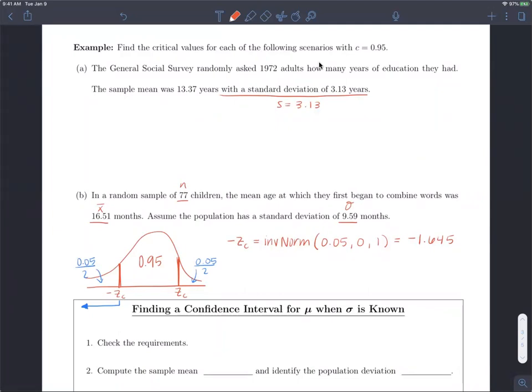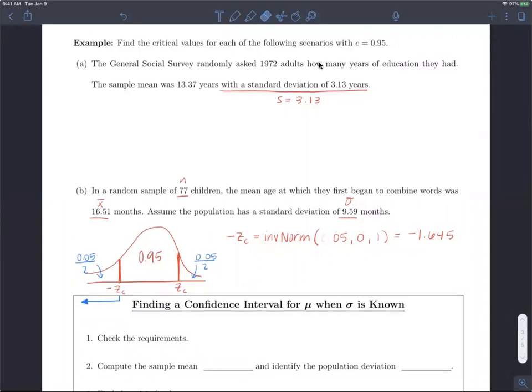Wait, I have a question. Yeah. Well, why is it 0.05 on the end again? Oh, hang on. This should be 0.05/2.